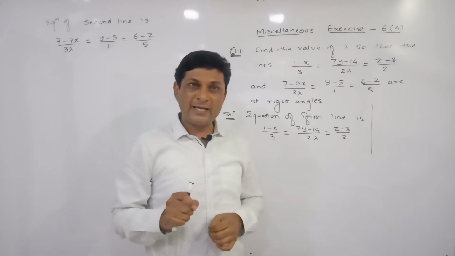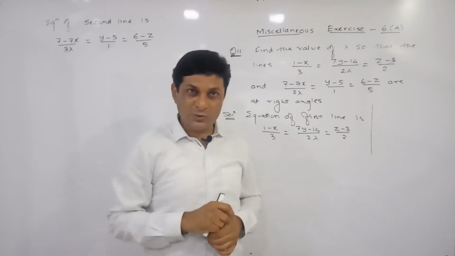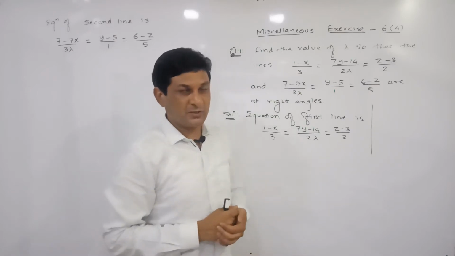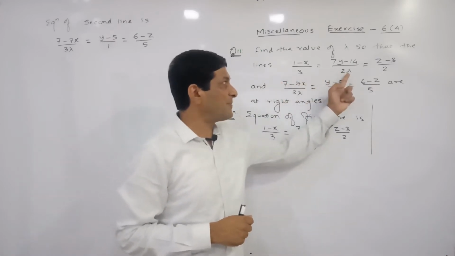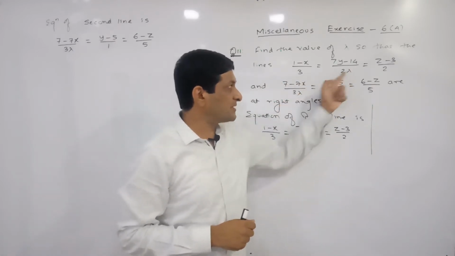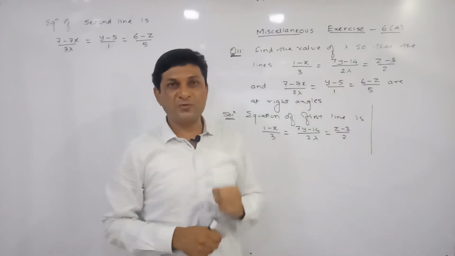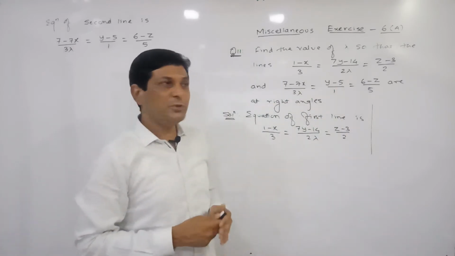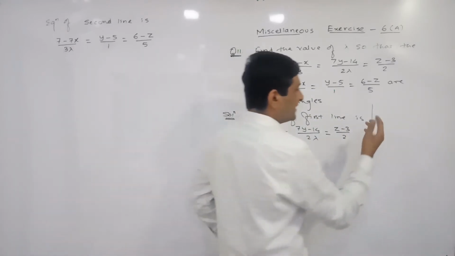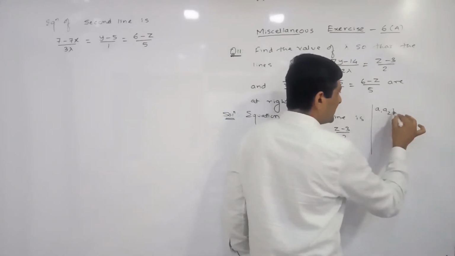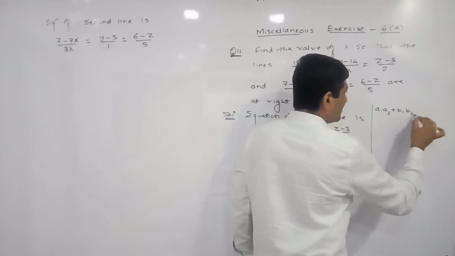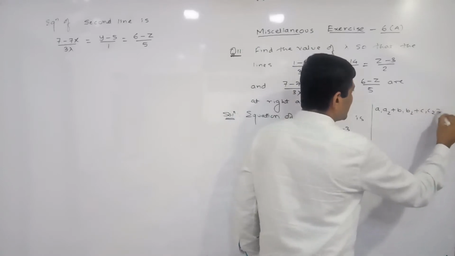Two lines are at right angle means two lines are perpendicular to each other, and using this condition we have to find out which unknown value, lambda. So here lambda appears in this equation and the question is to find out the value of lambda, and we know that if two lines are perpendicular, at that time direction ratio satisfies which condition? A1 A2 plus B1 B2 plus C1 C2 is equal to 0.